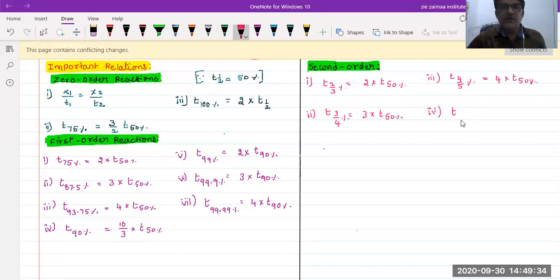99.9% for the second order. 99.9% is equal to 999 of T of beta. 999 into T of T 50%. So this is for the second order of Lorentz formula. So very important one. Okay, na? Next.